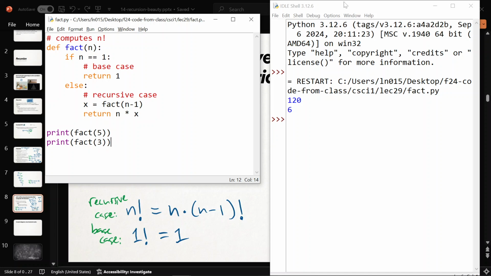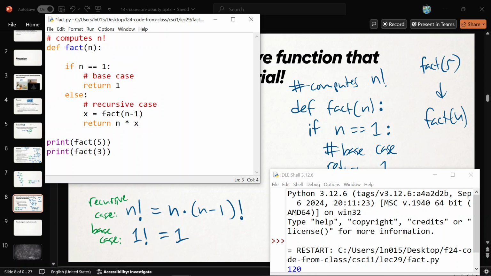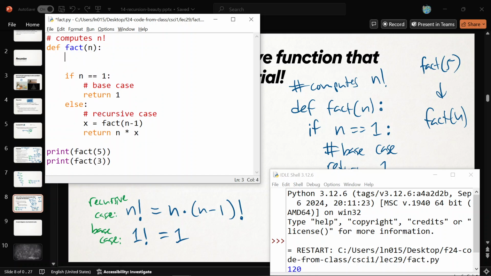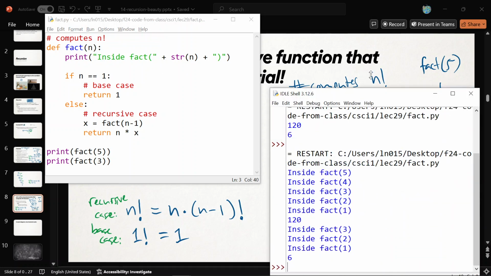One thing we can do before I draw a picture is you can watch fact of 5 hand off the problem to fact of 4, and fact of 4 hand off the problem to fact of 3. I can print that out. Every time somebody calls fact of n, I'll print, I am inside fact of n. This will print out like I'm inside of fact of 5, inside of fact of 4. So you're going to watch it work its way down to the base case for fact of 5 and for fact of 3. Whee.